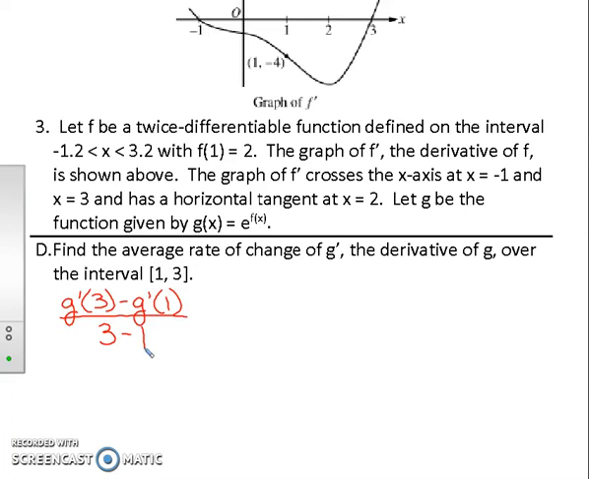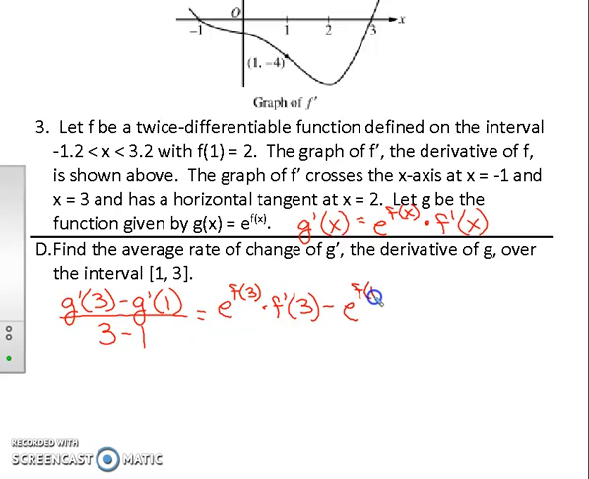Now, this takes you then all the way back to part A, where really if you didn't come up with the equation for g prime of x correctly in part A, that messed you up on A, B, and D. C, you could make it through, but the other two, you would just be messed up. So if I want g prime of 3, g prime of 3 would be e to the f of 3 times f prime of 3 minus, and then for g prime of 1, it would be e to the f of 1 times f prime of 1, all over 3 minus 1, like that.